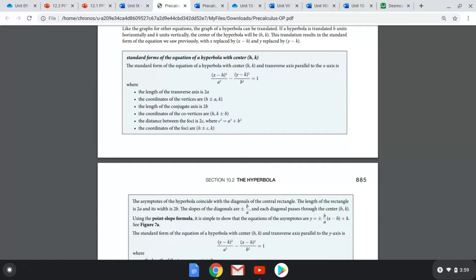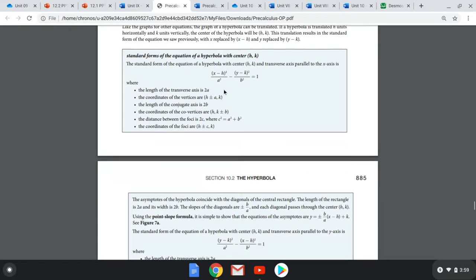Because unlike with an ellipse where the major axis was always bigger than the minor axis, the transverse axis does not have to be bigger than the conjugate axis. So A is going to be half the length of the transverse axis, or in other words, the distance from the center to a vertex. And B is going to be half the length of the conjugate axis, or the distance from the center to a co-vertex. And that's always going to be true, but A doesn't have to be bigger this time.